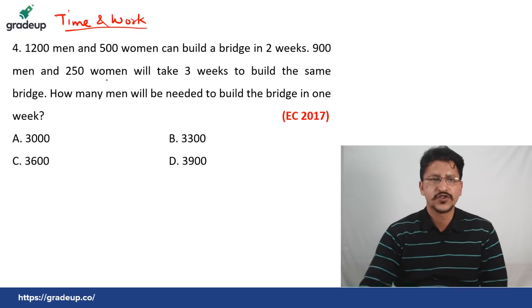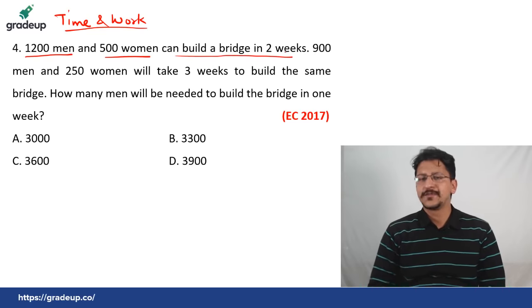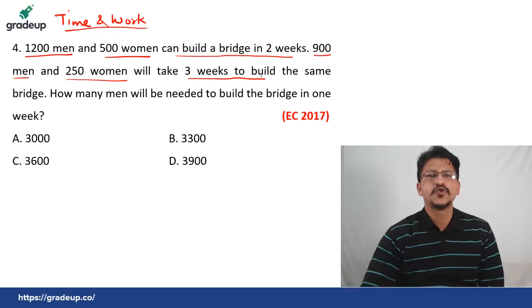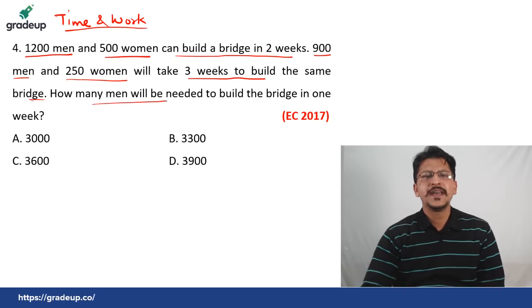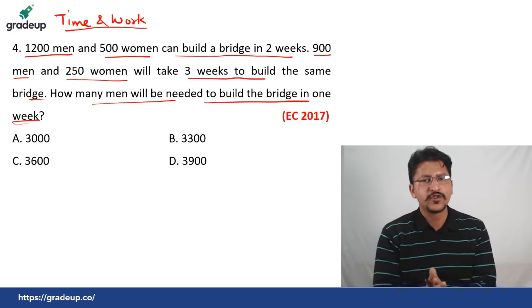Read this fourth question. 1200 men and 500 women can build a bridge in 2 weeks. This is the combination. 900 men and 250 women will take 3 weeks to build the same bridge. How many men will be needed to build the bridge in 1 week? There is a combination of men and women working on a project. They are building a bridge.